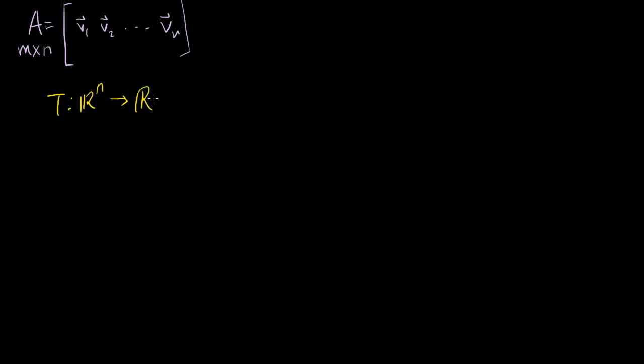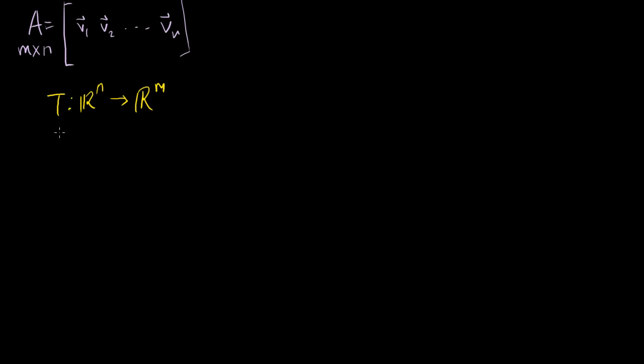So let's say we have some matrix A, and let's say that its columns are the column vectors v1, v2, all the way to vn. So this guy has n columns, and he has m rows, so it's an m by n matrix. And let's say I define some transformation from Rn to Rm. This is the domain. I can take any vector in Rn, and it will map it to some vector in Rm.